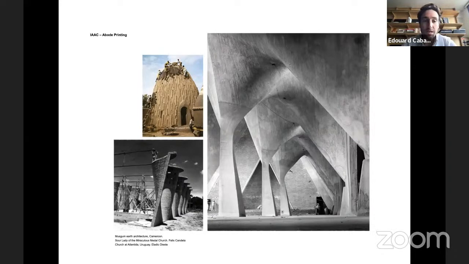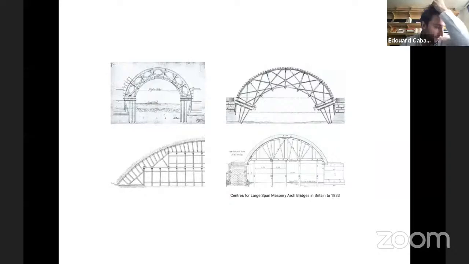So we've been looking at, of course, vernacular architecture, but also maybe examples from modernism, right? Such as Dieste or Felix Candela. And so I have a few explorations of this topic of how to close a surface.